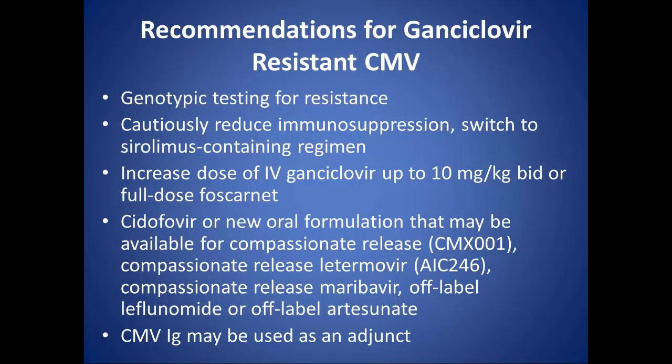So what do you do if somebody has resistant CMV? Again, you're going to do that genotypic test, which is a send-out but available at Tampa General. Cautious reduction of immunosuppression if possible, and switching to a sirolimus-containing regimen, if that's an option. You could consider increasing the IV ganciclovir dose to 10 milligrams per kilogram BID. But remember, that's associated with myelosuppression, so you're going to have increased myelosuppression, or a full dose foscarnet.